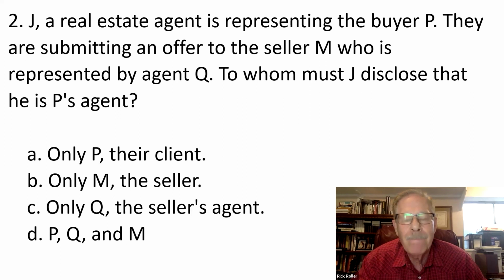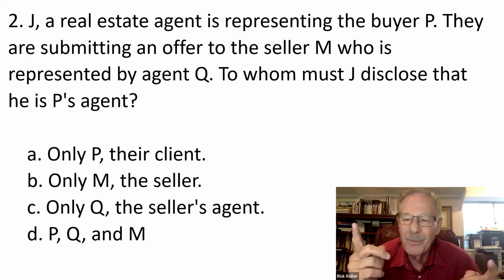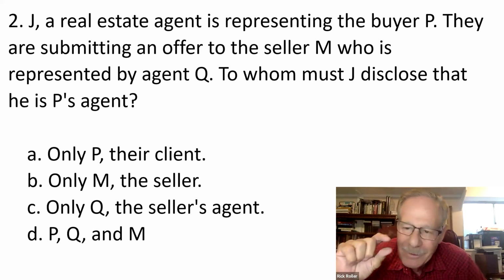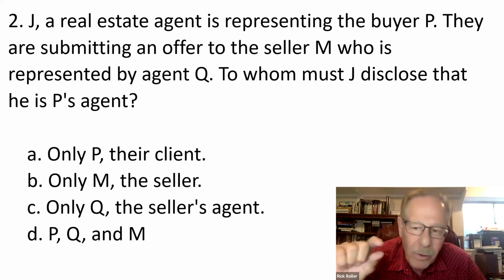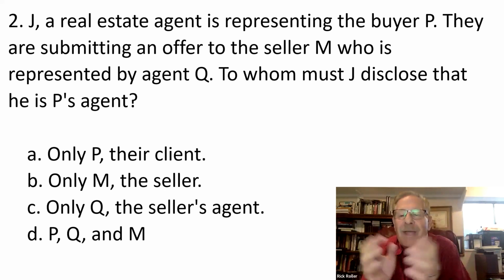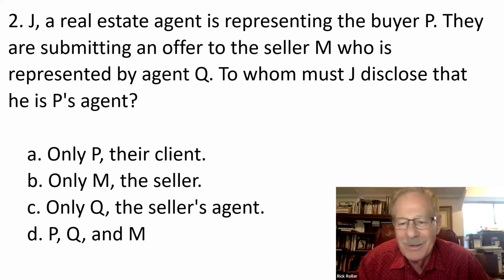Okay. Who's another agent? Well, the problem with these is it says only, only, only. And what does D say? All of these people. So do you think the division would rather have you kind of disclose a little bit to some one or two people, or must you disclose to everybody involved in the transaction? You need to disclose to everyone.